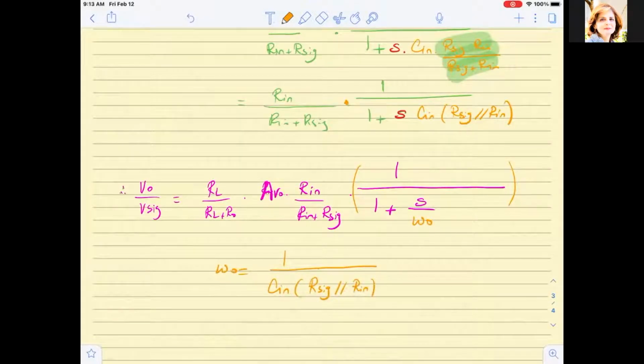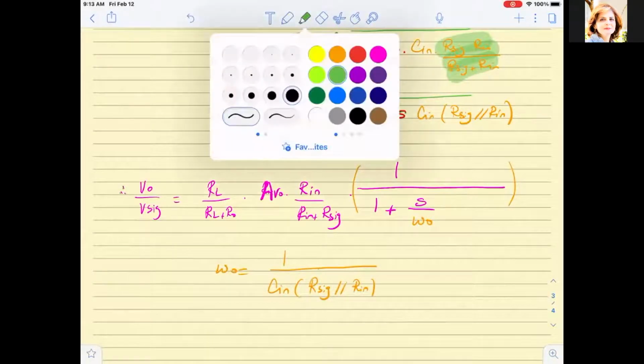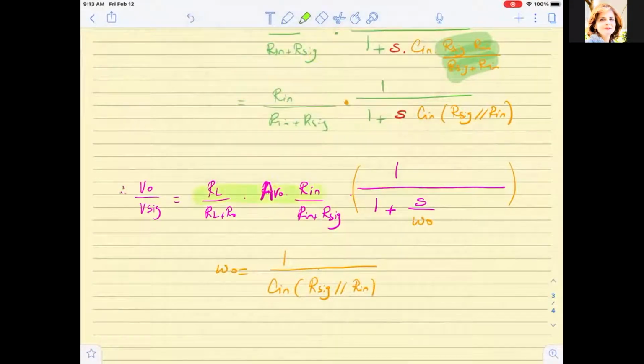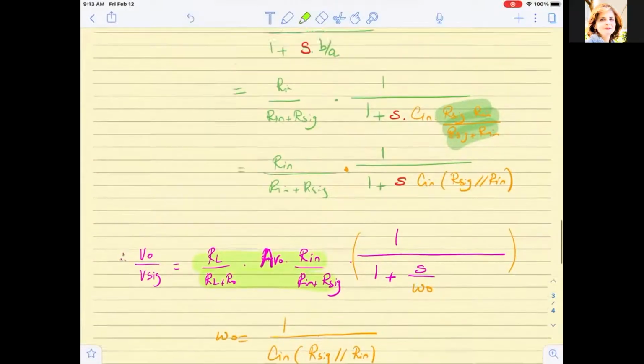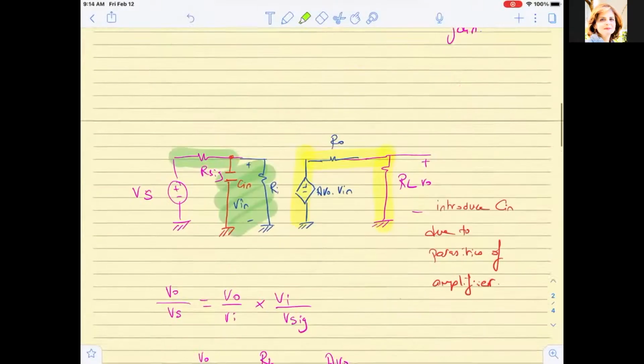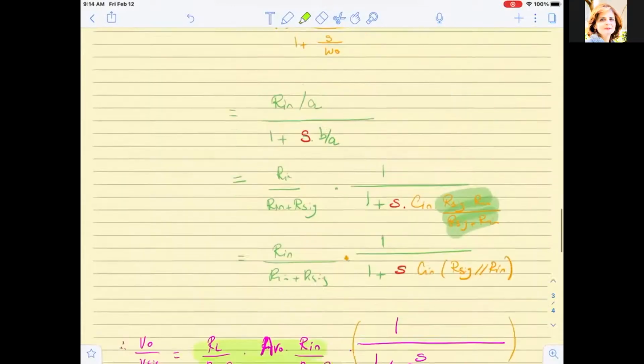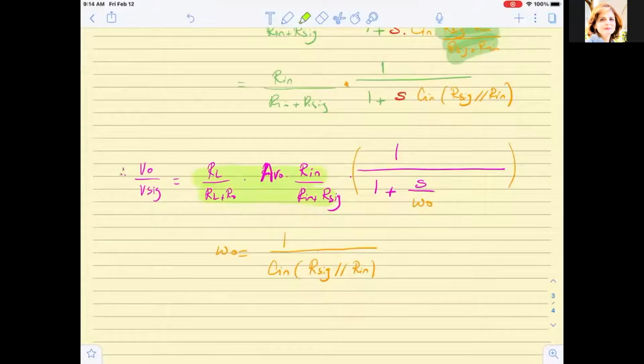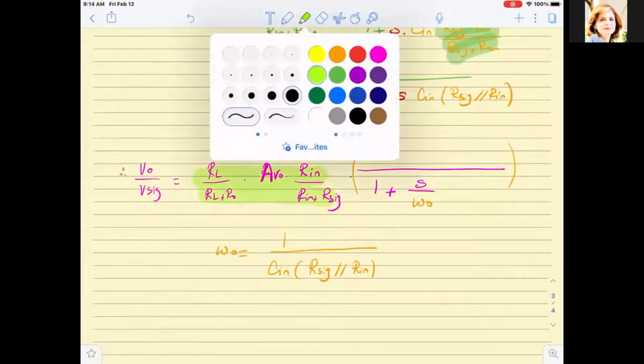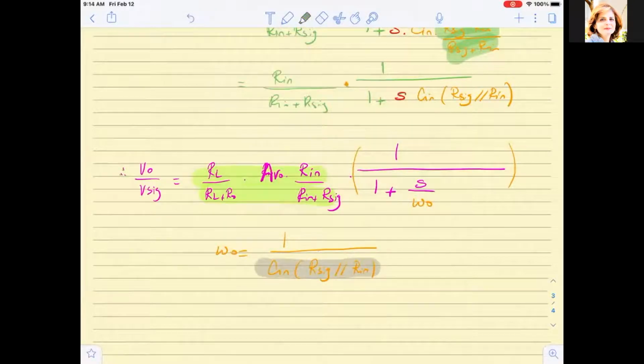Okay, let us inspect the first part of the expression. This part here is whatever I derived before as K, which is the low frequency gain, before I introduced the capacitor. And this omega 0 came as a result of the introduction of the capacitor Cn. Omega 0 happened because of the introduction of Cn.